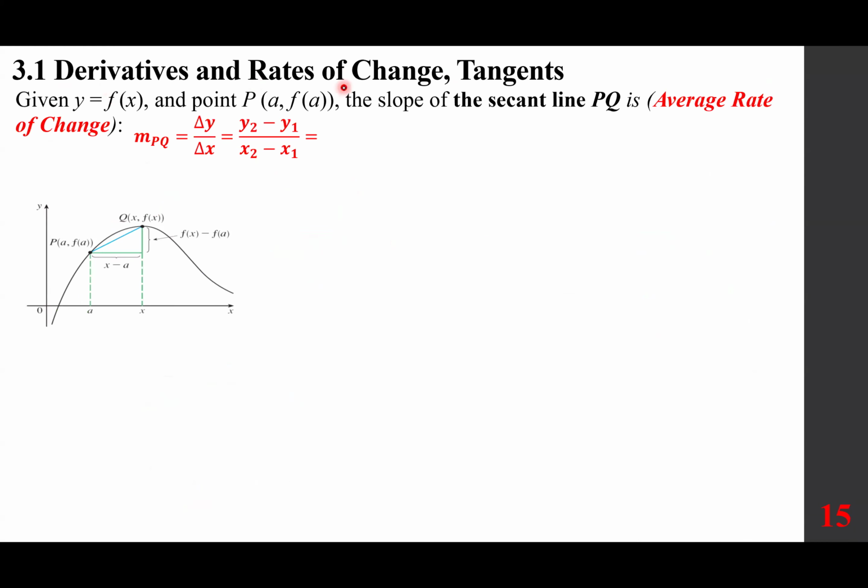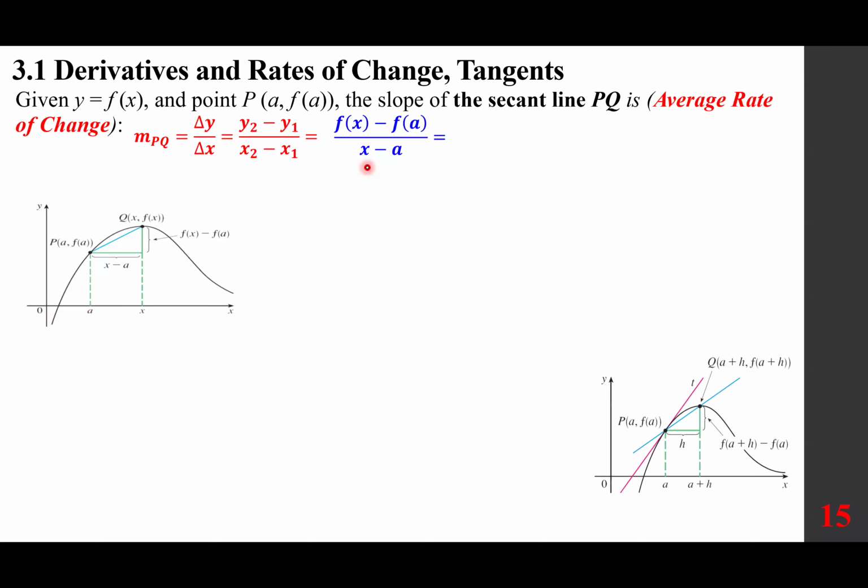Derivative and rates of change. Given y equals f of x and point P (a, f of a), the slope of its secant line PQ, or the average rate of change, is rise over run. M of PQ is delta y over delta x, which is y sub 2 minus y sub 1 over x sub 2 minus x sub 1. If you look at these two points, it's f of x minus f of a over x minus a.